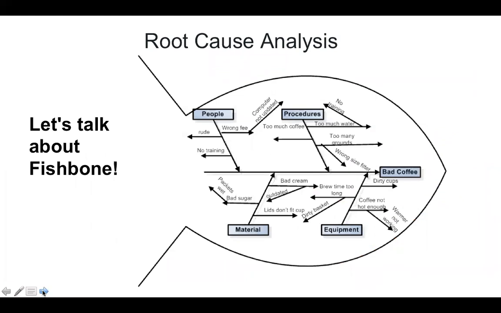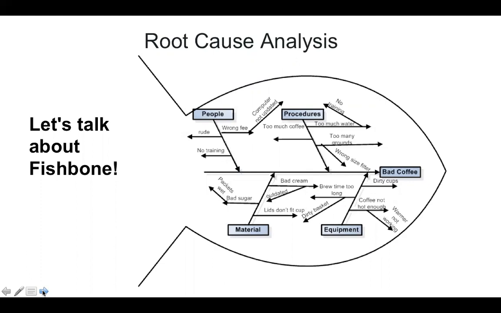Let's look at a sample many of us could identify with: bad coffee. Bad coffee could be a problem for many of us. Next is to think of the causes for bad coffee. In this fishbone, we identified a few different causes: procedures, people, material, and/or equipment. We then asked ourselves why for each category we identified.